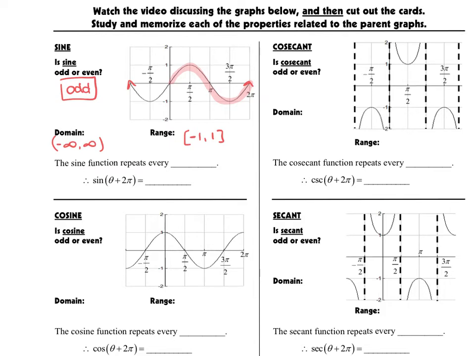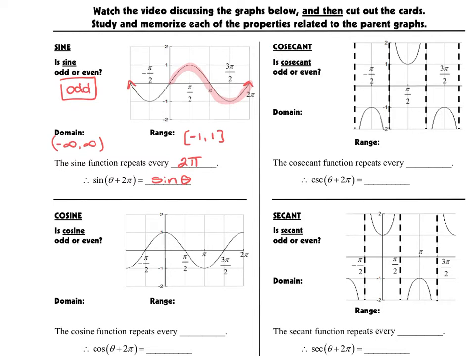That's the periodic property. So what we say is from 0 to 2 pi completes a full cycle. So sine is going to repeat every 2 pi units, okay? That means that if you have some angle measure plus 2 pi, you're going to get the same value over and over again. The value here at 2 pi is the same as the value at 0. So we can fill this in and say sine of theta plus 2 pi is the same as just sine of theta, okay?